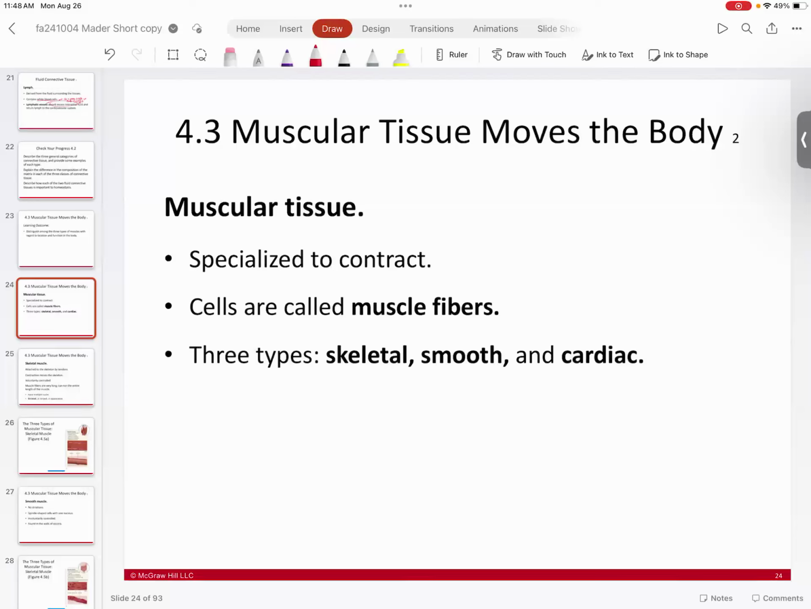Remember, muscular tissue's job is to contract. Muscle cells have their own terminology: they are what we refer to as muscle fibers. These are essentially muscle cells themselves, and they have everything that a cell would have, like a nucleus and ER and all that sort of stuff. We just call them muscle fibers. There are three different types: skeletal muscle, smooth muscle, and cardiac muscle.